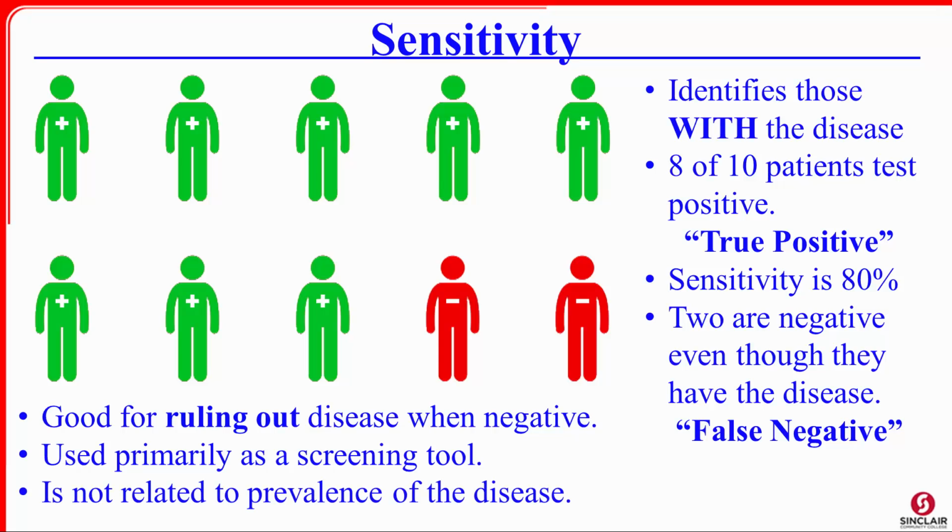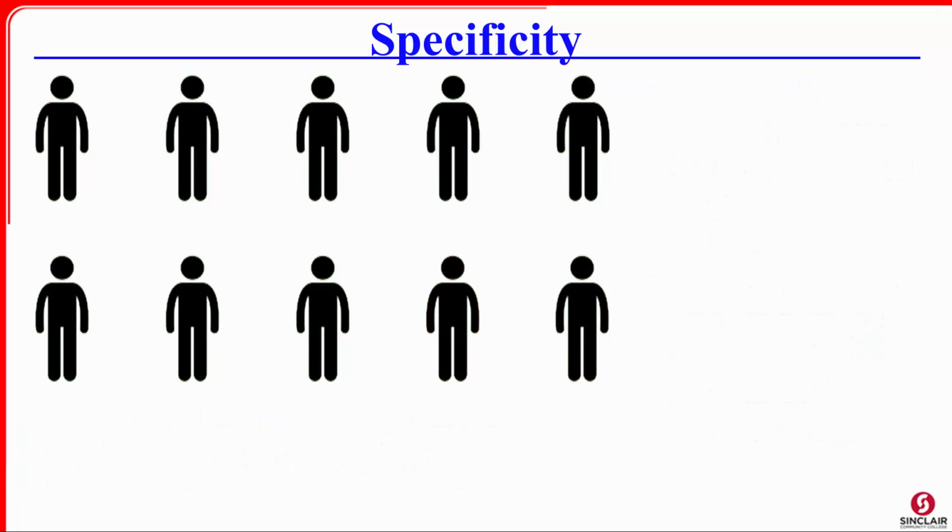Sensitivity is not related to prevalence of the disease. So it doesn't matter how prevalent the disease in the population is, the sensitivity of the test is independent of the prevalence. So let's switch over to specificity.